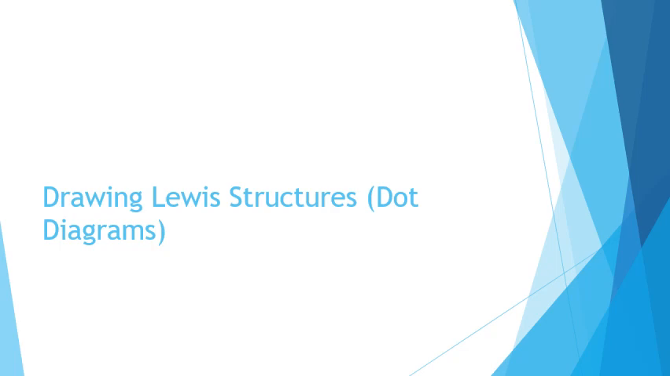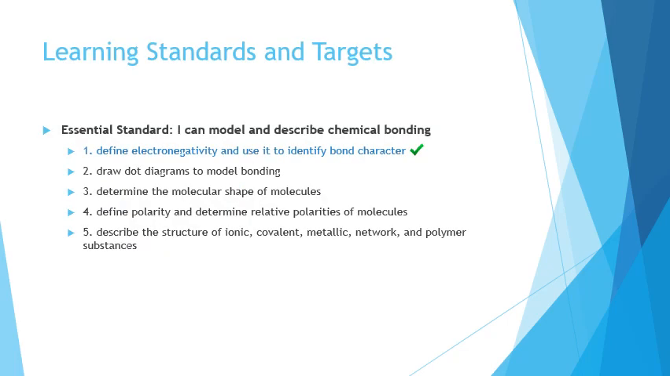Our next lesson in our bonding and intermolecular forces unit is on the drawing of Lewis structures, or dot diagrams, which we use for covalent compounds. Taking a look at our learning standard and targets here, we are working on modeling and describing chemical bonding. This particular video will focus on the second learning target. We want to be able to draw dot diagrams to model bonding.